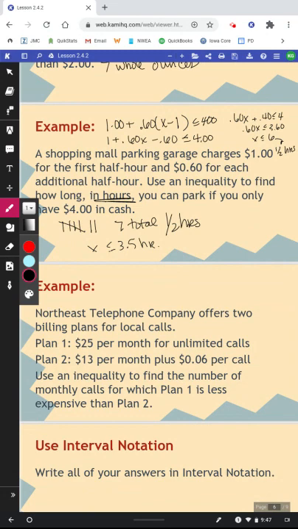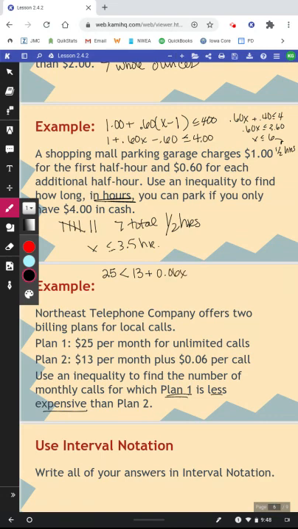Northeast Telephone Company offers 2 billing plans for local calls. Plan 1 is $25 per month for unlimited calls. Plan 2 is $13 per month plus 6 cents per call. Use an inequality to find the number of monthly calls for which Plan 1 is less expensive than Plan 2. So on this one, we have Plan 1 is just $25 straight. There's no adding, subtracting. There's no multiplying. You just pay $25 no matter what. That's Plan 1. And we want Plan 1 to be less expensive. So we want it to be less than Plan 2, which is $13 plus you have to pay 6 cents for every call.